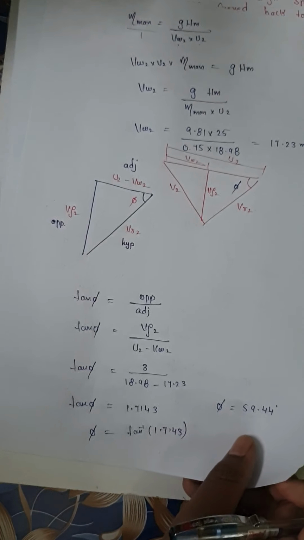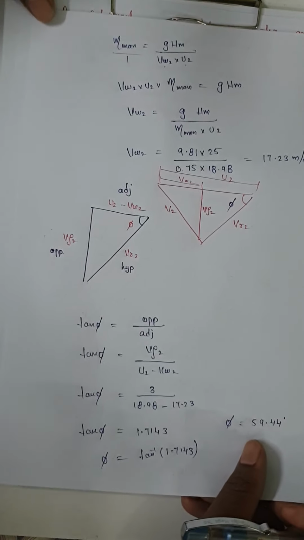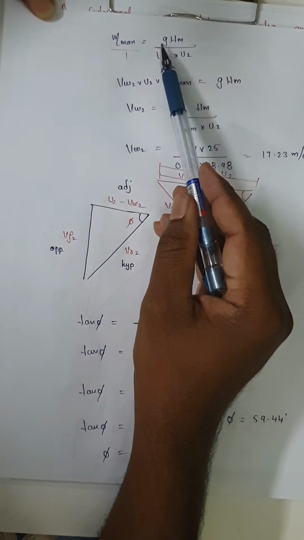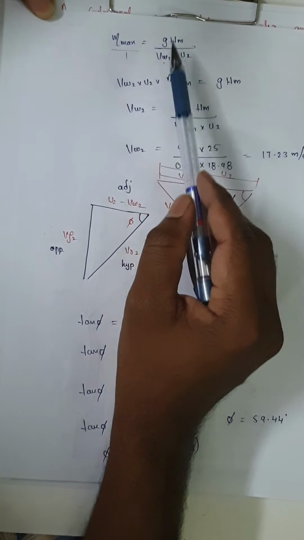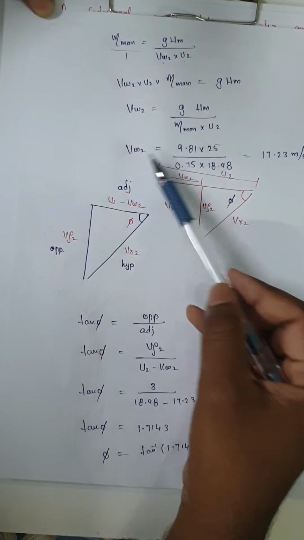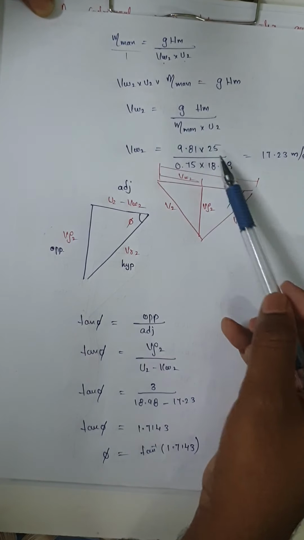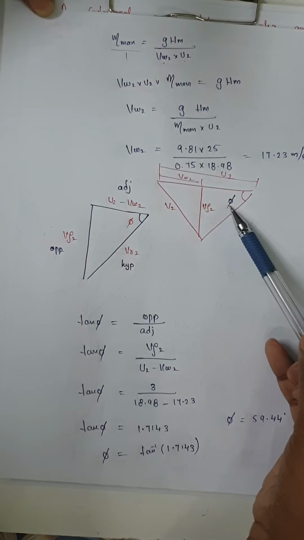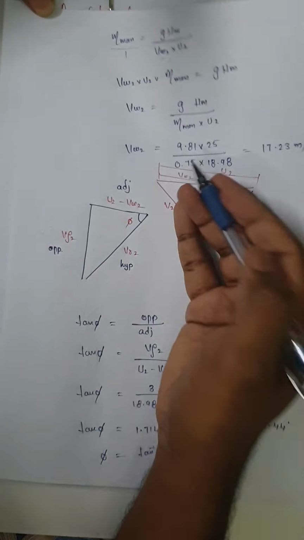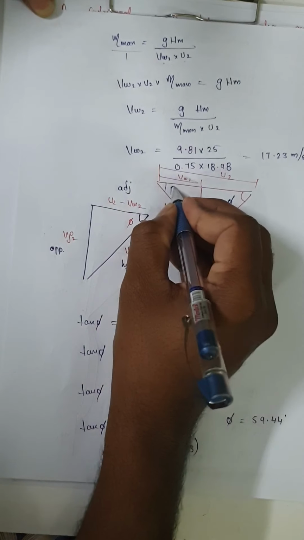Then manometric efficiency is given. So write down the formula for manometric efficiency: G into HM by VW2 into U2. In this, everything is known except VW2, so you get the value of VW2. Now draw the outlet triangle. This one is your outlet triangle. Beta is there, but you have to find out the value of phi.